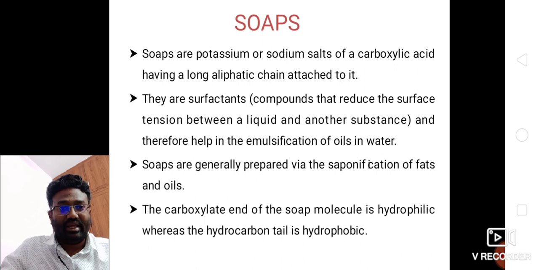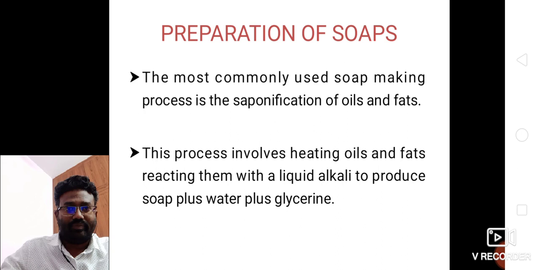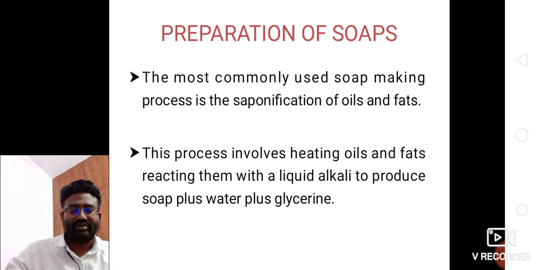Soaps are generally prepared via saponification of fats and oils. The carboxylate end of the soap molecule is hydrophilic, whereas the hydrocarbon tail is hydrophobic. Preparation of soaps: the most commonly used soap making process is the saponification of oils and fats. This process involves heating oils and fats, reacting them with a liquid alkali to produce soap plus water plus glycerin. The most common method to make soaps is known as saponification.